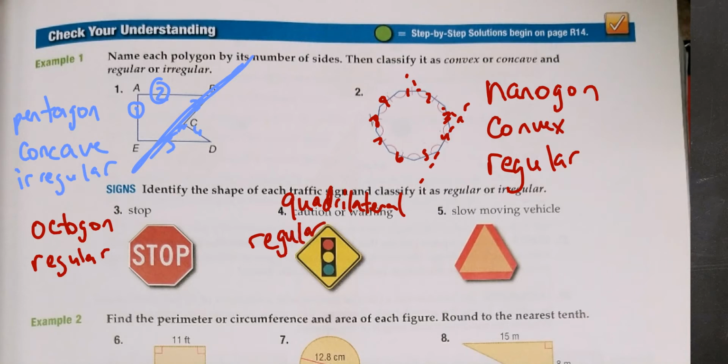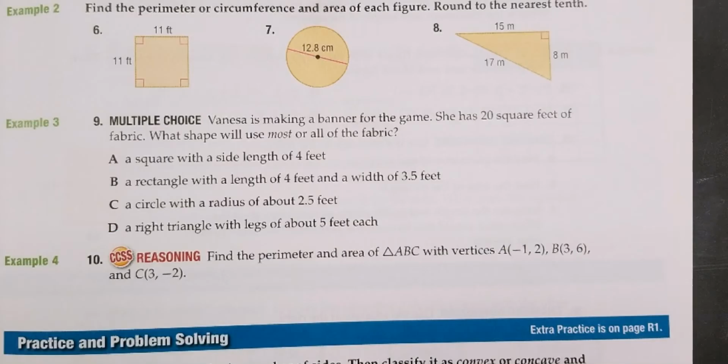I think it's a slow-moving vehicle sign. It depends on if you count the triangle on the inside or the actual polygon. So we're actually going to count the polygon. There's 1, 2, 3, 4, 5, 6. So it's a hexagon. And because those little sides are shorter, it's irregular. So that's it for 1 through 5.